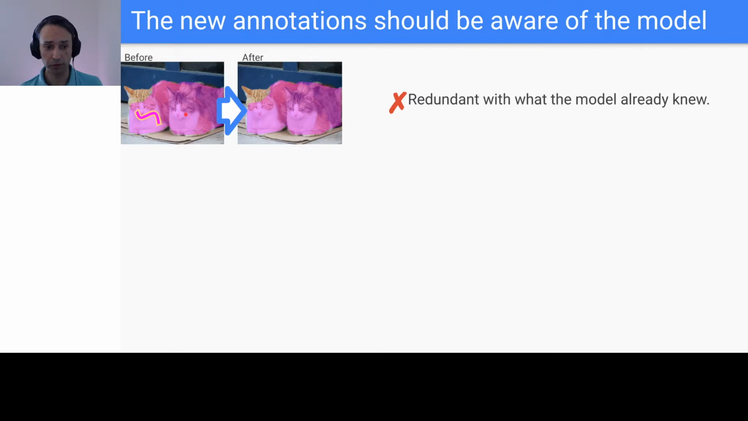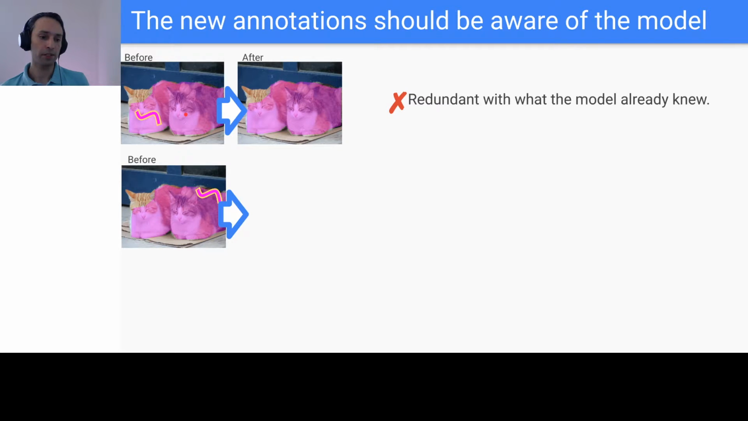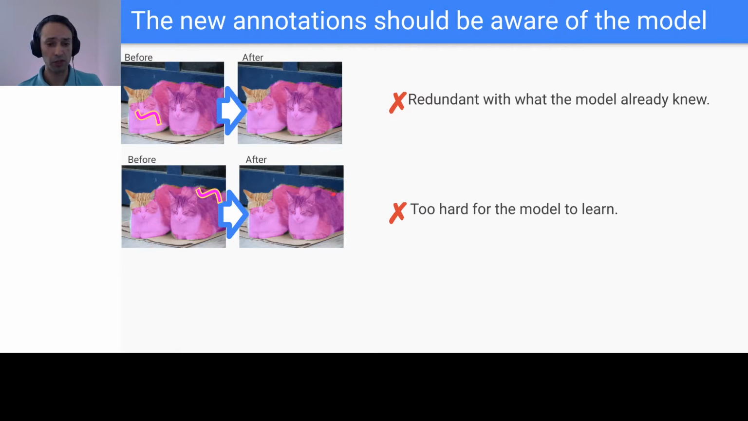You don't want to do that. Another scenario is that you might be annotating, for instance, a mistake here on the back of the cat, and then you train your model, and the result is no large improvement. So some areas of the visual space might actually be too hard for the model to learn.